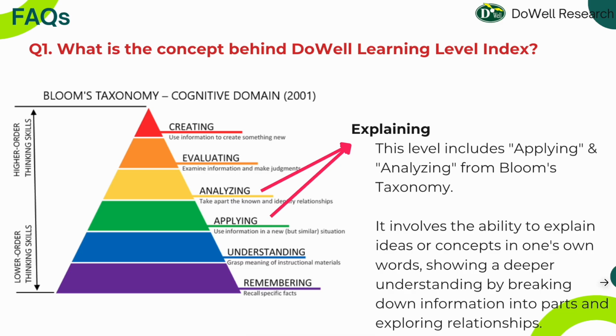The third and fourth level in Bloom's taxonomy is applying and analyzing. We combine these two stages, and in our model it shows as explaining. It involves the ability to explain ideas or concepts in one's own words, showing the deeper understanding by breaking down information.